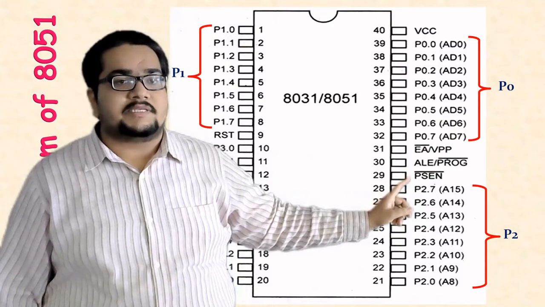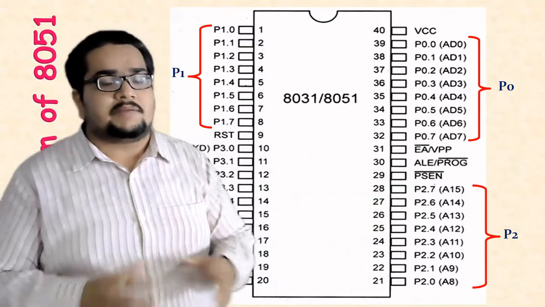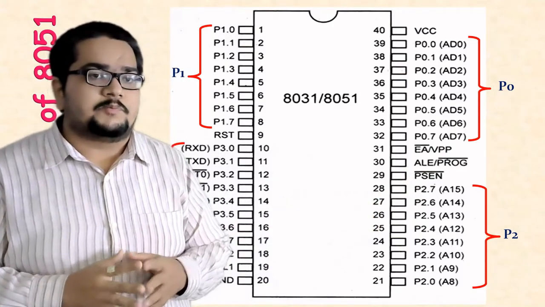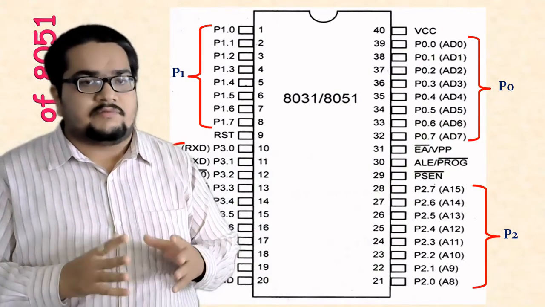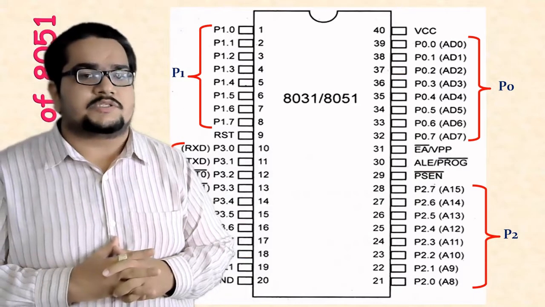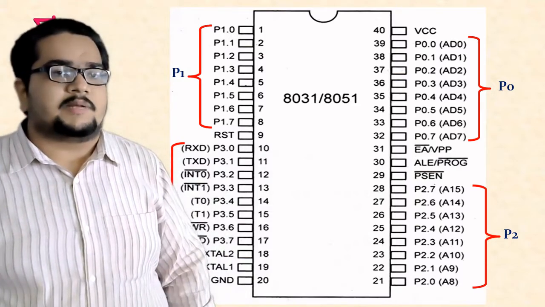And one more is the PSEN bar. PSEN bar is an abbreviation for program store enable. So what is program store enable? We will see all these pins in detail. So let us continue discussing the pins.